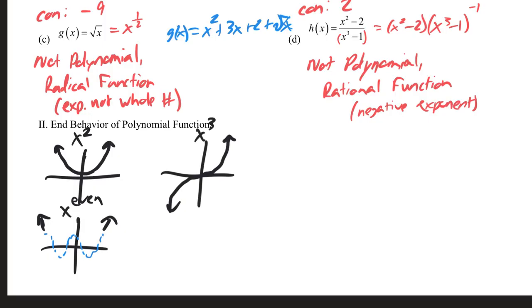But if I know it's any even power, I know that those two ends are going to do the same thing as a quadratic graph would. They're going to go the same direction. Okay? And then same logic, if it's any odd power, or odd degree, I know this end's going to go down and this end's going to go up. I just don't have enough information to say what's going to go on in there.